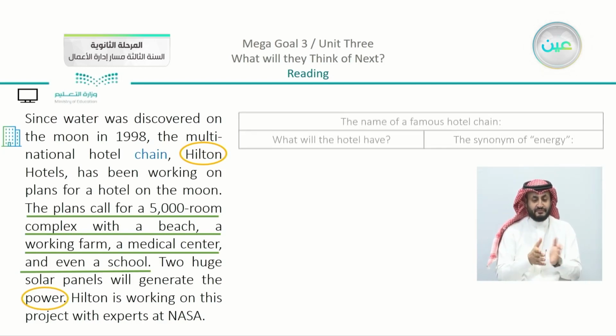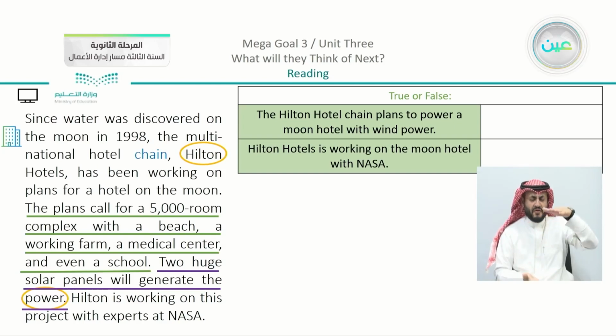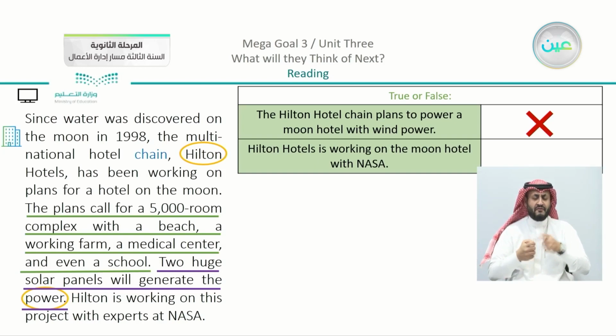Moving on. Now, true or false? The Hilton Hotel chain plans to power a moon hotel with wind power. Now, you can see that we have something about wind power, and we have here at the very end, yes, 2 huge solar panels will generate the power, which means that this part is going to be false. So here, there is no wind power in space, so we are going to just use solar panels to generate.